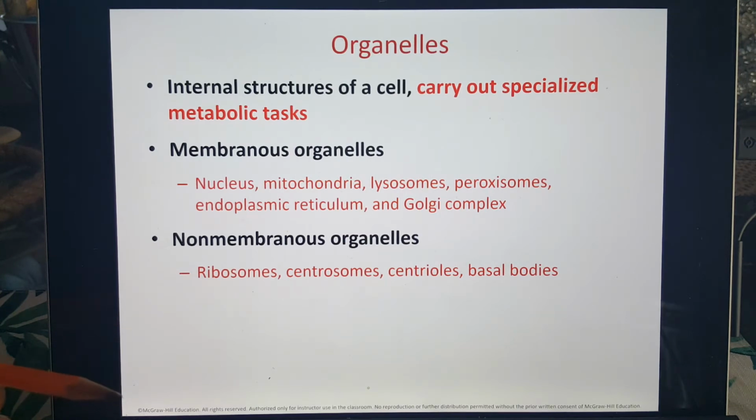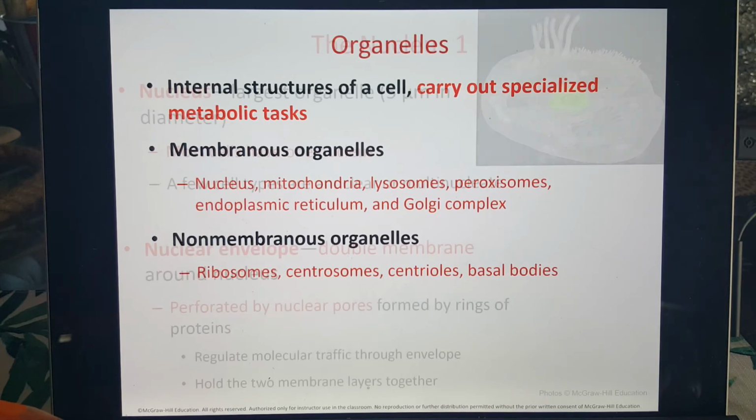Okay, focusing now on organelles. So these are going to do some kind of specific job inside our cell. Some have membranes around them, like our nucleus, mitochondria, lysosomes, peroxisomes, endoplasmic reticulum, both smooth and rough, as well as our Golgi Complex, which used to be called the Golgi apparatus, if you're that old. Like me. Okay, some don't have membranes, and those would be your ribosomes, centrosomes, centrioles, and your basal bodies.